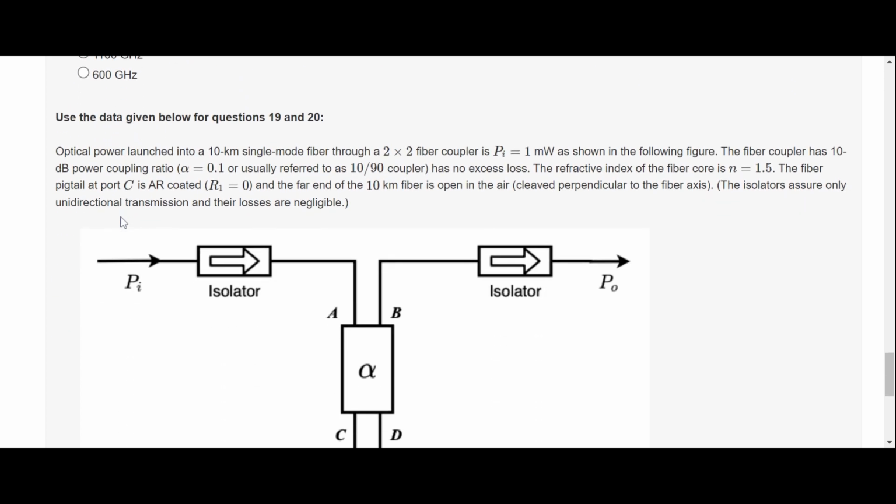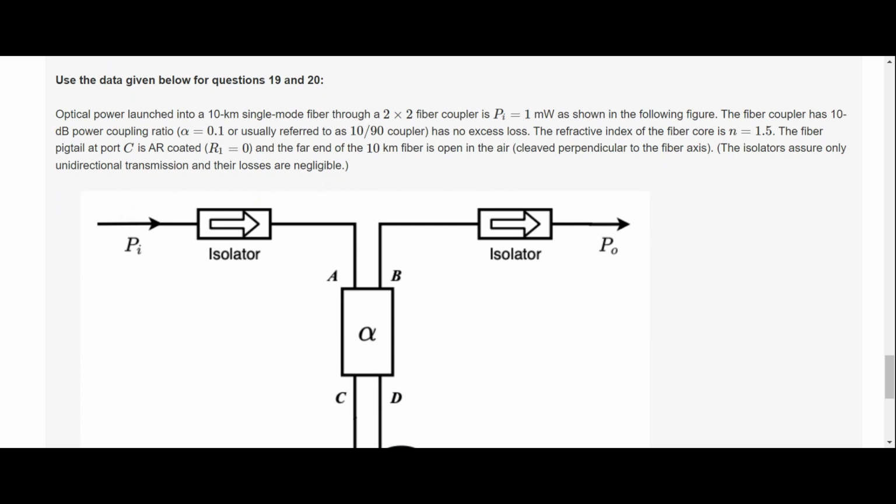Use the data given below for questions 19 and 20. Optical power launched into a 10 km single-mode fiber through a 2x2 fiber coupler is P_i equals 1 mW, as shown in the following figure. The fiber coupler has a 10 dB power coupling ratio, alpha equals 0.1, usually referred to as a 10/90 coupler, and has no excess loss. The refractive index of the fiber core is n equals 1.5.